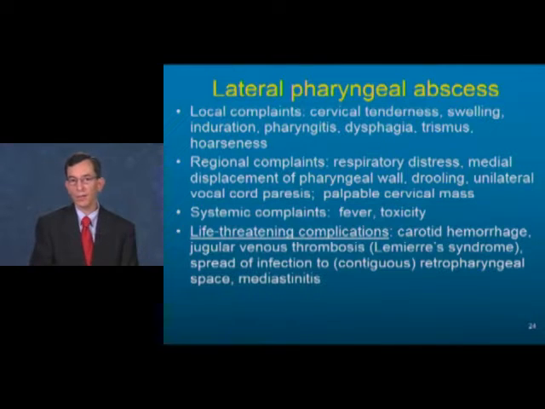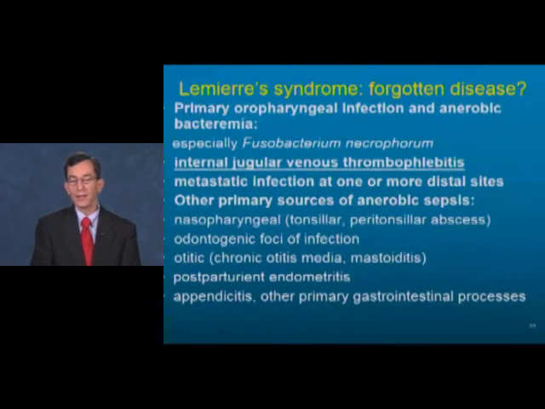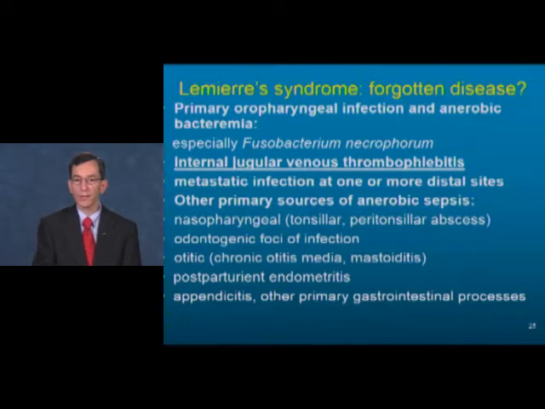And the infection can spread from the lateral pharyngeal space medially and enter the retropharyngeal space, which can then descend inferiorly, resulting in mediastinitis. So is Lemierre's disease, Lemierre's syndrome, a forgotten disease? Lemierre's syndrome is classically defined as a primary oropharyngeal infection with secondary anaerobic bacteremia, almost always due to the classic pathogen Fusobacterium necrophorum. The hallmark of Lemierre's syndrome is thrombosis of the internal jugular vein.